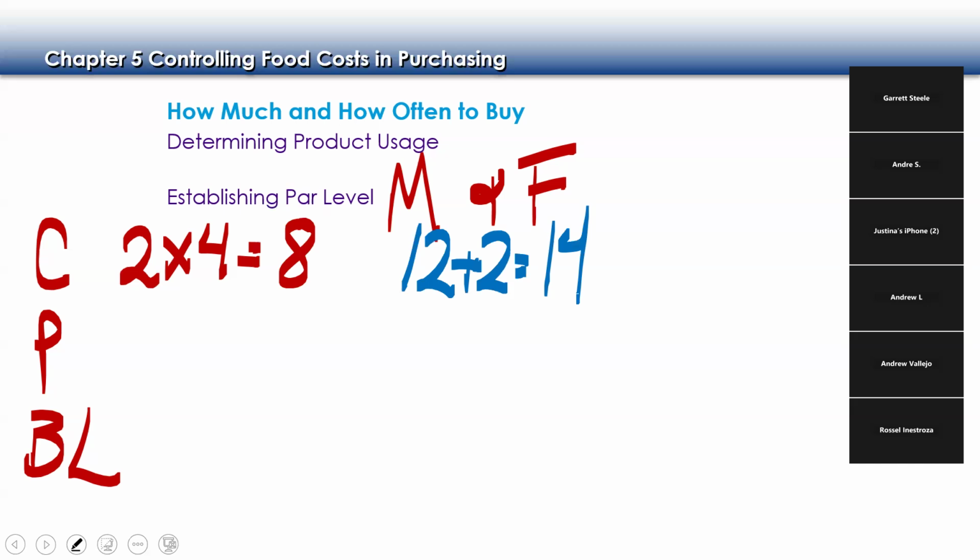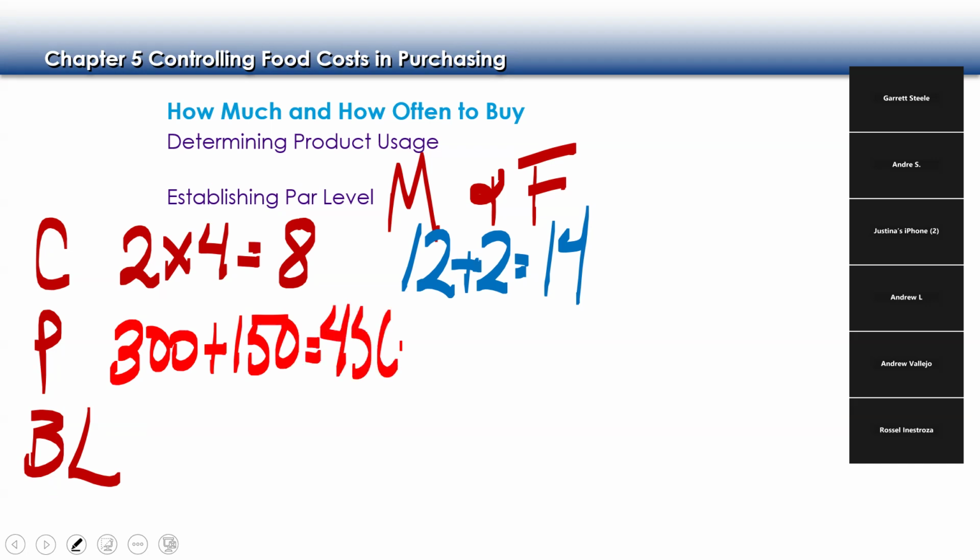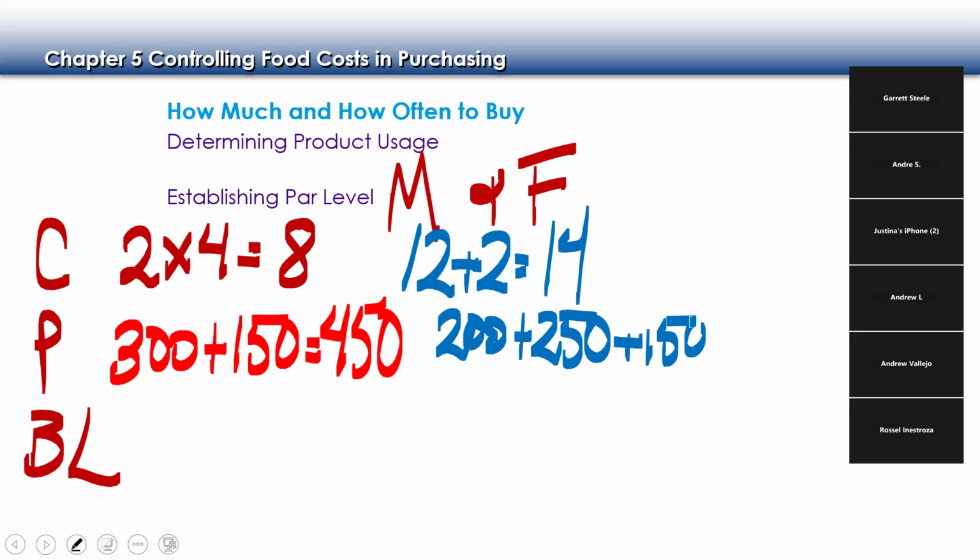All right, how about potatoes? What is our weekday, Monday through Thursday? What is our weekday par for potatoes? 450. So 300, right? Because that's Monday, Tuesday, Wednesday, plus the 150. So our weekday par is 450 pounds. For the weekend, what is our weekend? 600. Yes, 600. So we have 200 plus 250 plus 150, and that is 600. So 600 pounds.